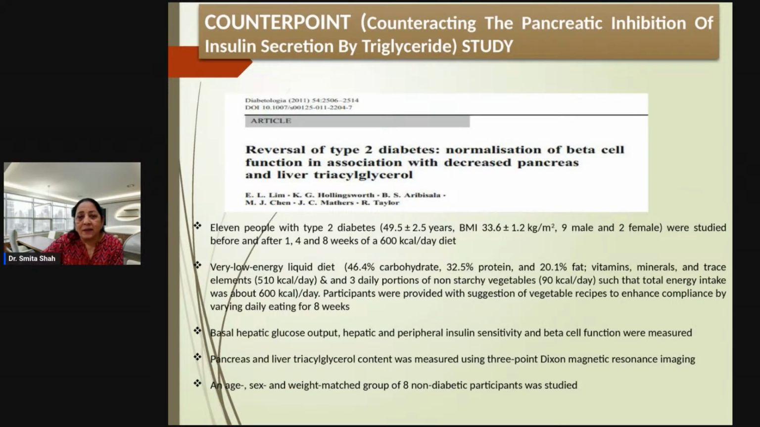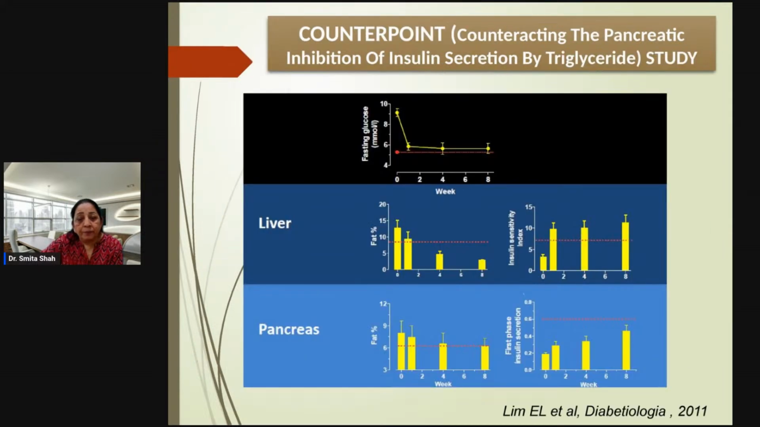The second study is the Counterpoint study, on reversal of type 2 diabetes. In this study, 11 people with type 2 diabetes were enrolled, and they were also offered a very low energy liquid diet. The composition of the diet was 46% carbohydrate, 32.5% protein, and 20.1% fat. So this was the study, and you can see the results of the Counterpoint study.